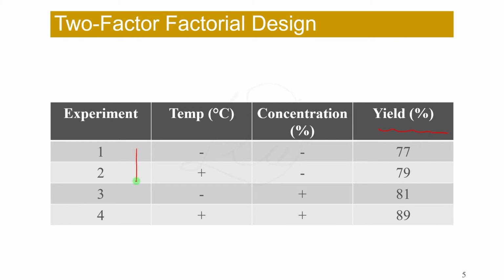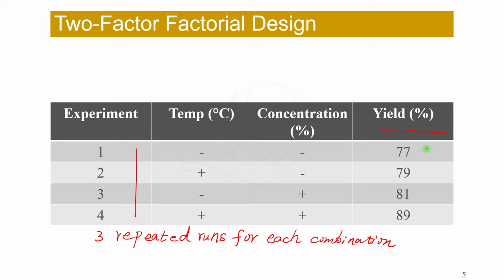For each combination of the factors, we would have 3 repeated runs. So 3 repeated runs for each combination. And the yield is the average of the 3 repetitions. So in practice, we will have 2 levels and 2 factors and 3 replicates. So in total, we would have done 12 runs. Experiments need to be run in a random order, but for simplicity, this example only shows the final result.